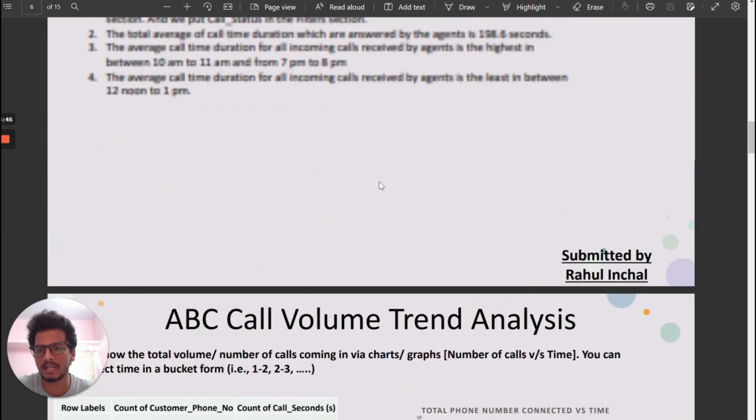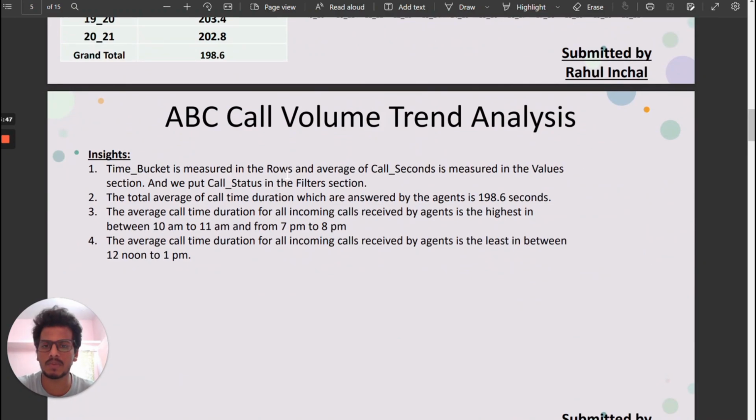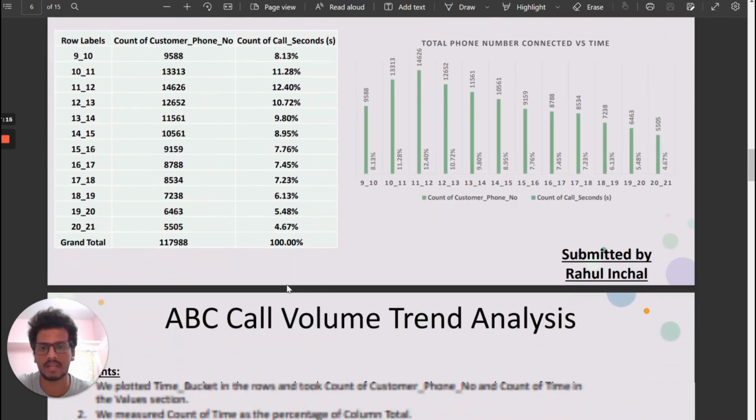Now the insight we can take here is that time bucket is measured in rows. The total average call duration answered by the agents is 198.6 seconds. The total average in a day was 198.6 seconds. The average call duration for incoming calls received by agents is the highest in 10 to 11 and 7 to 8 p.m., which is what we have seen in the graph. The average call duration is least between 12 to 1 noon. So this is one insight which we have taken.